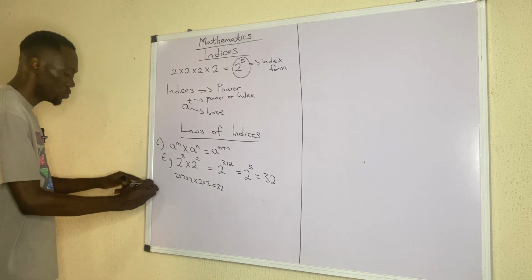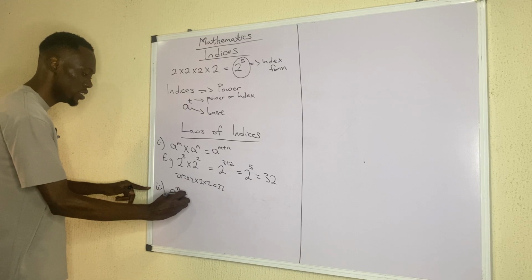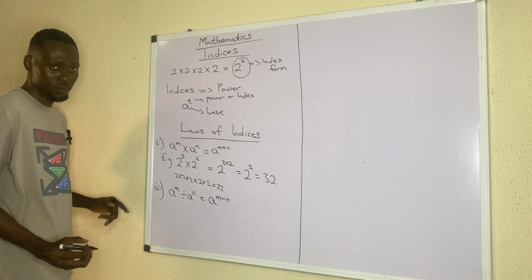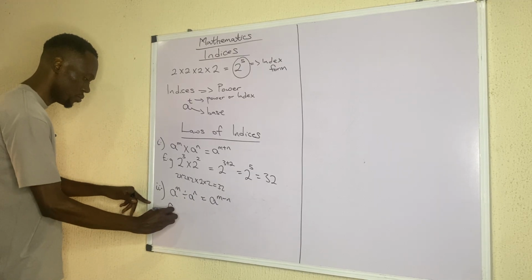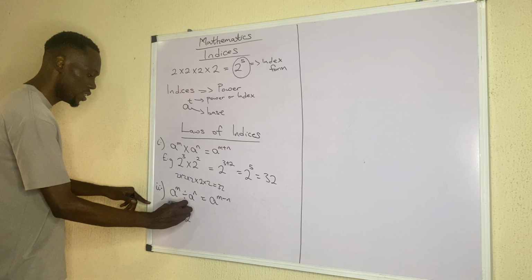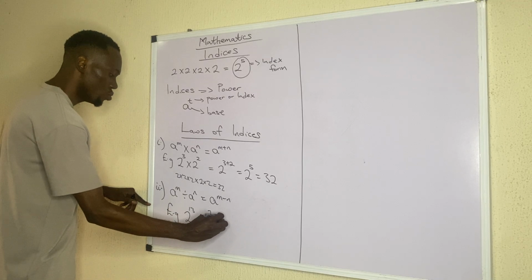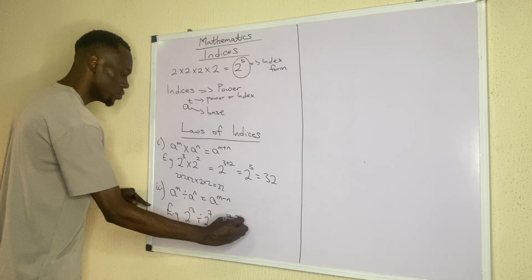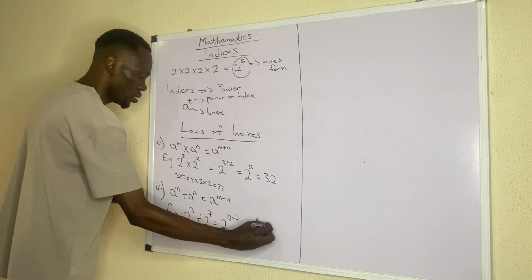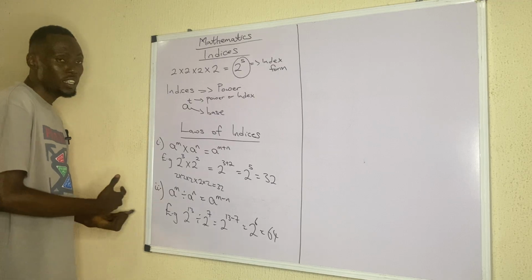The next law is the subtraction law, that says if a raised to the power m is dividing a raised to the power n, it will give us a raised to the power m minus n. Example, if I have 2 raised to the power 13 divided by 2 raised to the power 7, the answer is simply 2 raised to the power 13 minus 7, which will give me 2 raised to the power 6. And we know that 2 raised to the power 6 is equal to 64. If 2 raised to the power 5 is 32, if we multiply it by 2, you will get 64. That is the second law.